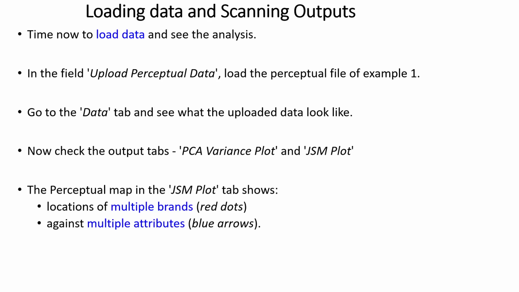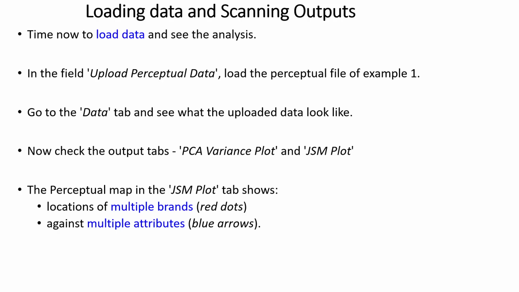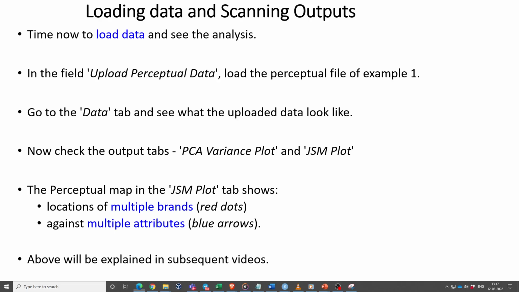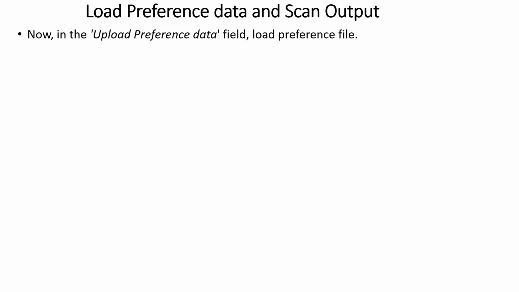Now the perceptual map contains locations of multiple brands, the red dots, positioned against multiple attributes, which is exactly what we saw. The brands, multiple attributes, all projected into a two-dimensional map. So this will be explained in the subsequent analysis. How do you read a map like this? Now remember, we have uploaded only one of the two example 1 files.